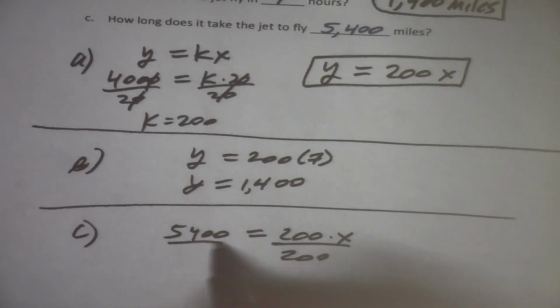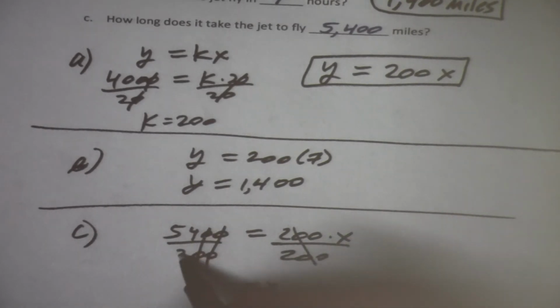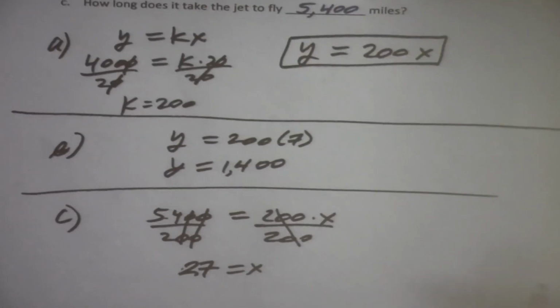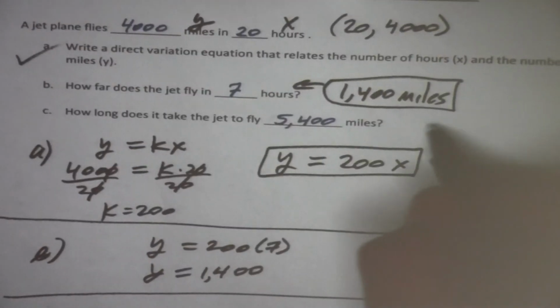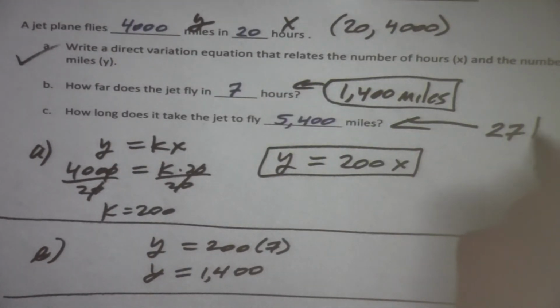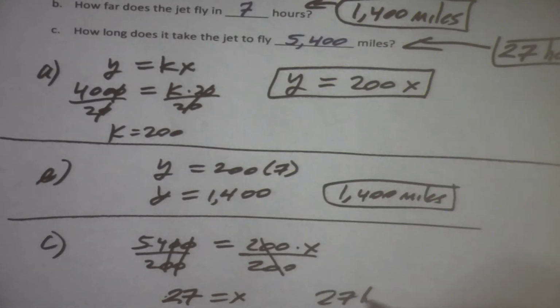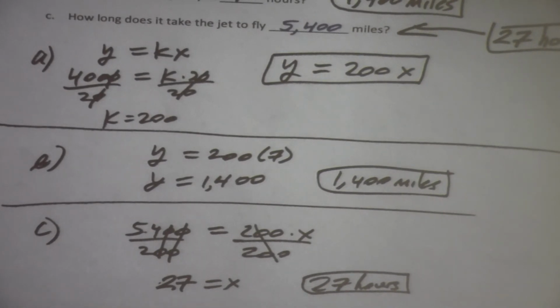Now when I divide by 200, okay, that all cancels here, and x is equal to, those cancel, 2 goes into 54. Let's see, 50 is 20 times, and 4 is twice, so 25 times, and then 2 more is 27. So that means it's 27 hours, because the x stands for hours. So I would come back up here, and then I would say 27 hours. Or I can say it down here, 1,400 miles, 27 hours. That's a long time to be on a plane. They better do some refueling and get you some fresh food there too.